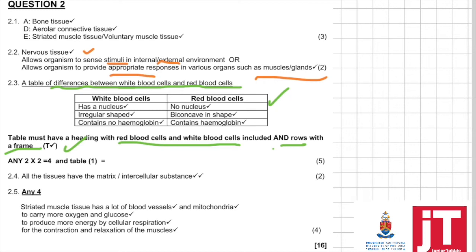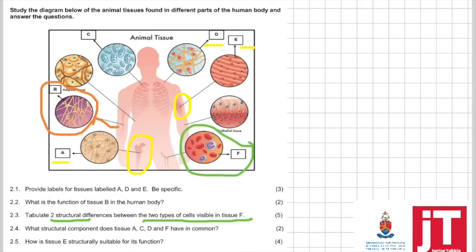Now, we all should know white blood cells have a nucleus, red blood cells have no nucleus. White blood cells are irregularly shaped, whereas red blood cells are biconcave in shape. White blood cells contain no hemoglobin and red blood cells contain hemoglobin. So any 2 differences would have got you your marks. Now, only structural differences, nothing else.